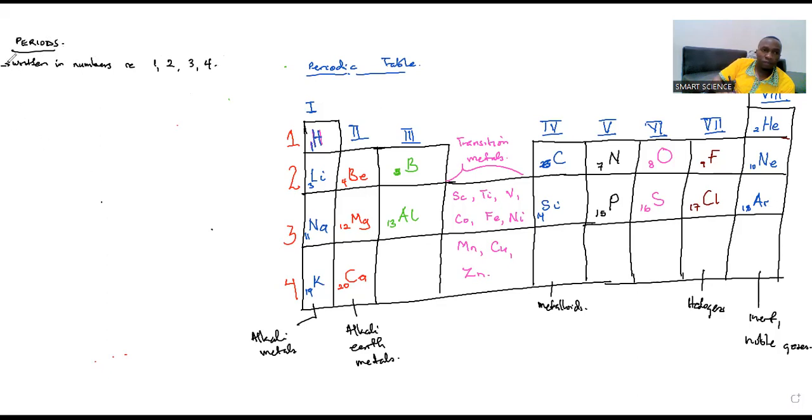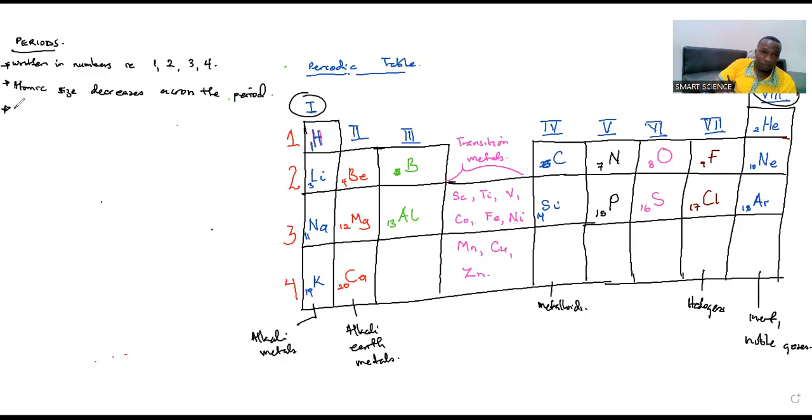Number 2, if you follow the periods, atomic size decreases across the period. What do we mean? As you move from hydrogen from group 1 to group 8, size of atoms reduces. That is atomic size across a period.